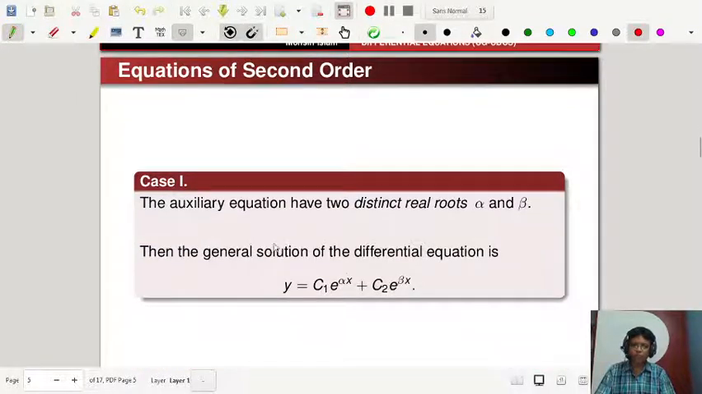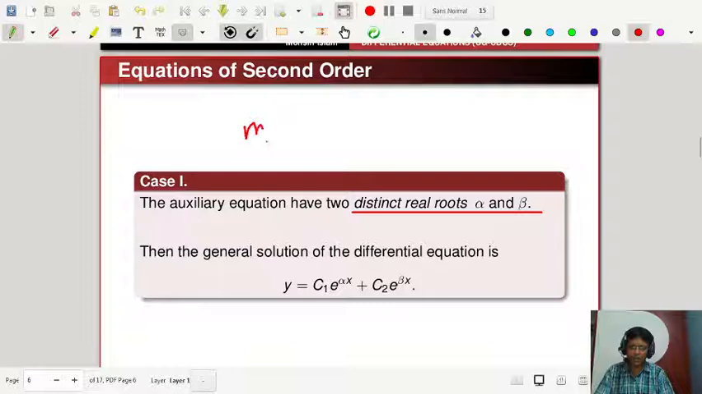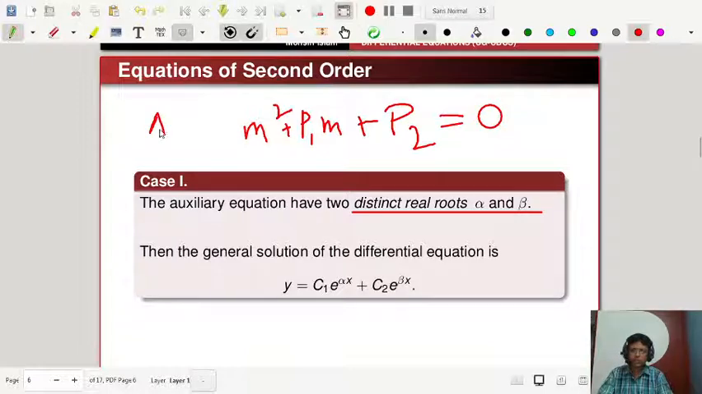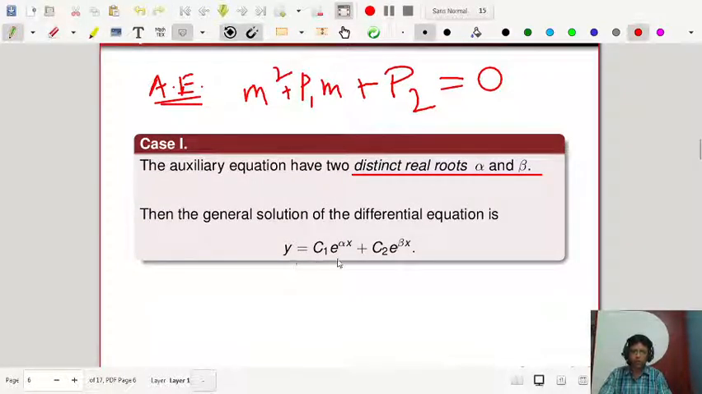So case 1: the auxiliary equation has two distinct real roots alpha and beta. What is your auxiliary equation? Let me write it once again: m square plus p1 m plus p2 equal to 0. That is derived from the differential equation by substituting the trial solution. Now if the auxiliary equation has two distinct real roots alpha and beta, then the general solution of the differential equation is y equal to c1 e to the power alpha x plus c2 e to the power beta x.